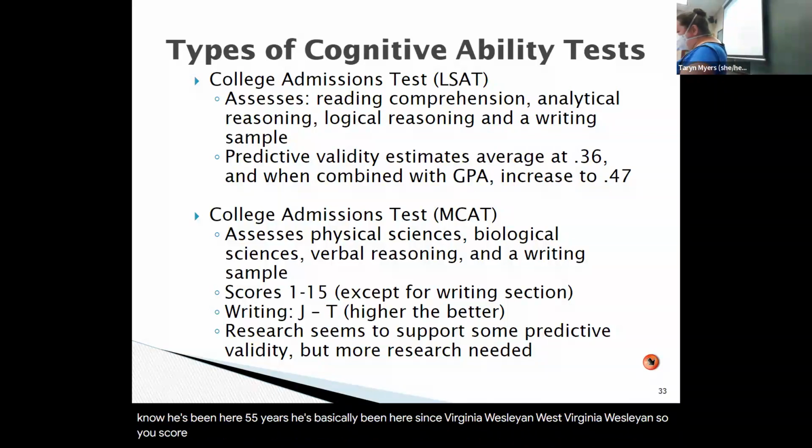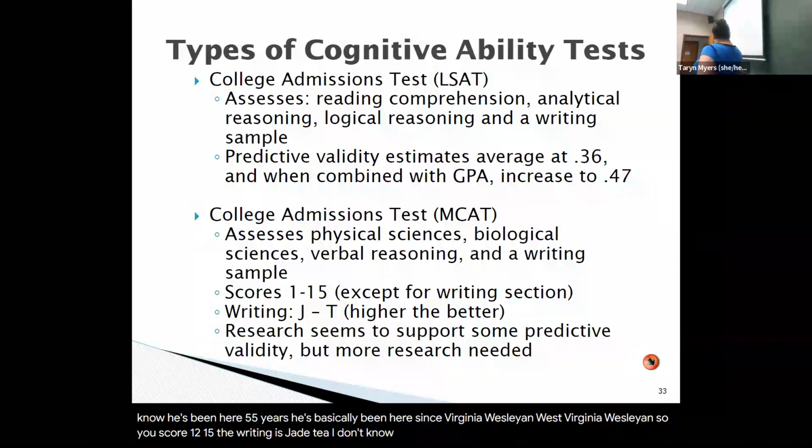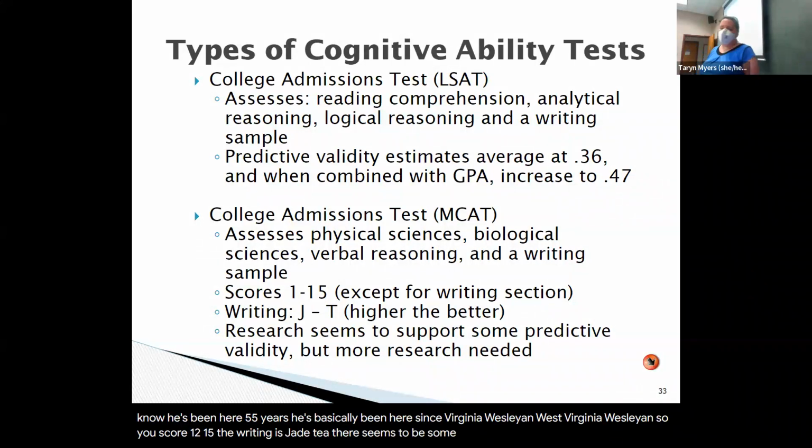You score 1 to 15. The writing is J to T. Who comes up with this stuff? I don't know. There seems to be some predictive validity.